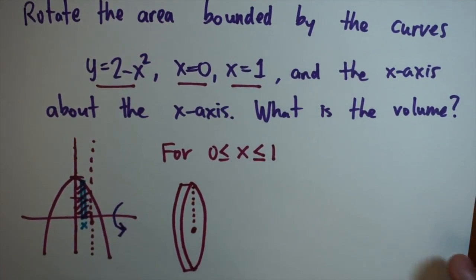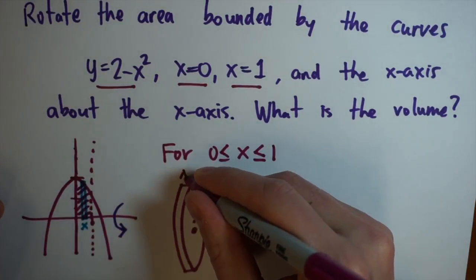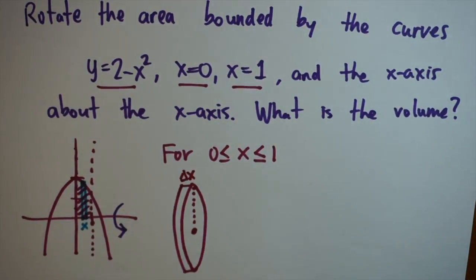Just like with Riemann sums, we're going to take each of these small little pieces, add them together, and then take a limit. That limit's going to give rise to an integral, and the integral is something we can compute. The width of each of these is going to be this small delta x. The rest of the volume can be found as long as we know the radius.